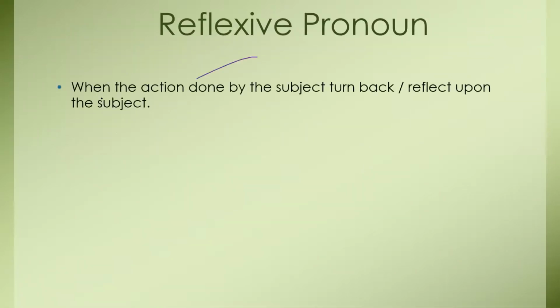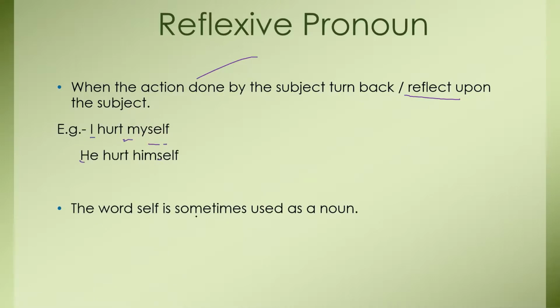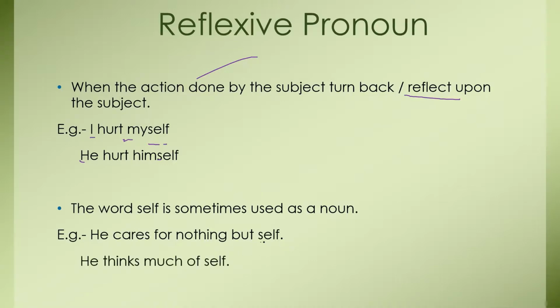Reflexive pronoun. When the action done by the subject turns back or reflects upon the subject, it is known as a reflexive pronoun. Example, I hurt myself. He hurt himself. The word self is sometimes used as a noun. Example, he cares for nothing but self. Here self works as a noun. He thinks much of self. Here too self works as a noun.